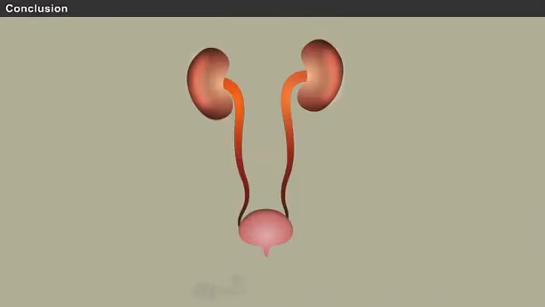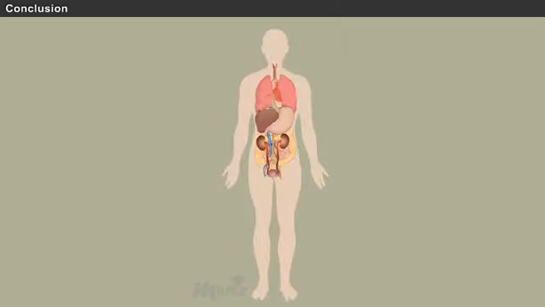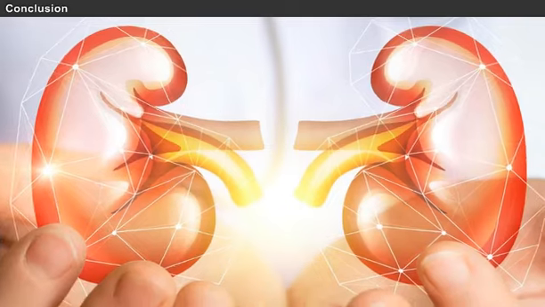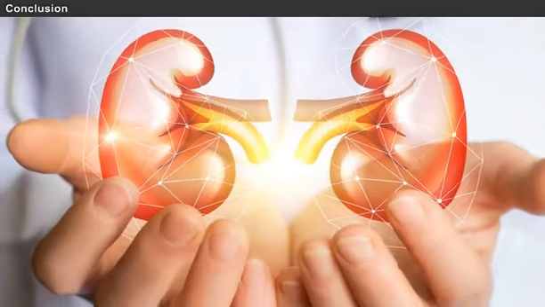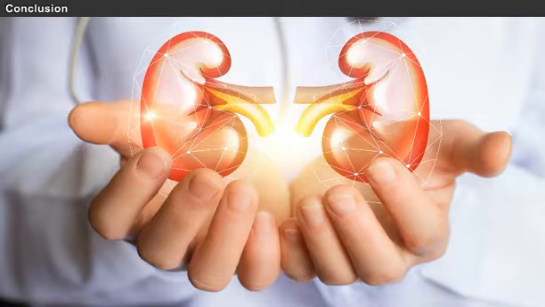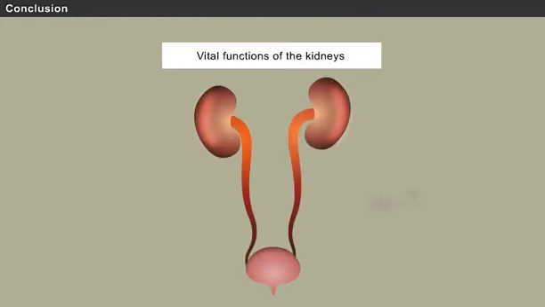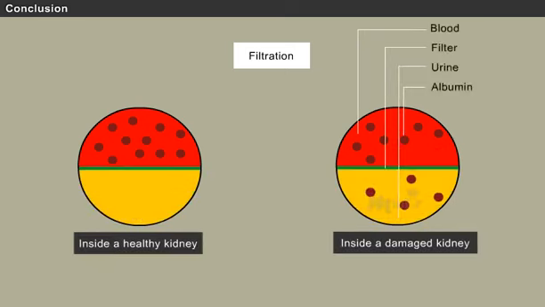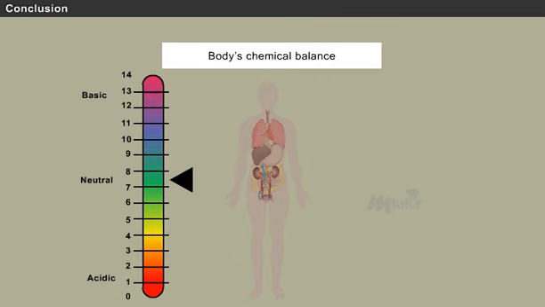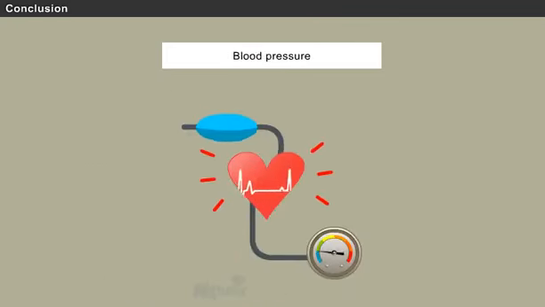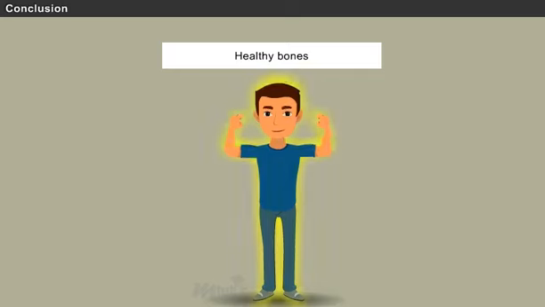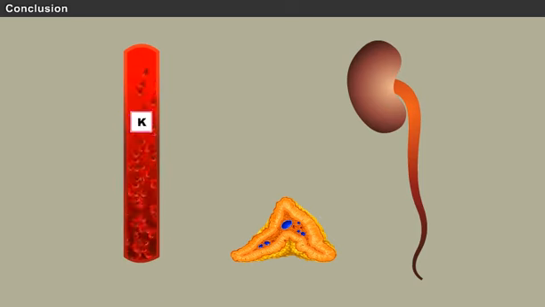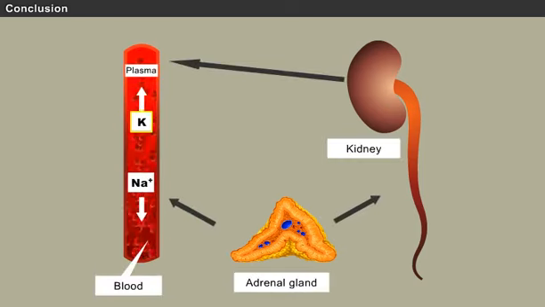Conclusion. Okay, hope this video gave you an idea about the structure and the internal anatomy of the kidneys. The kidneys are complicated and amazing organs that do many essential tasks to keep us healthy. Some of the vital functions of your kidneys are to remove toxins and excess water from your blood, control your body's chemical balance, help control your blood pressure, help keep your bones healthy, and erythropoiesis. And it regulates the level of electrolytes in the blood like potassium.